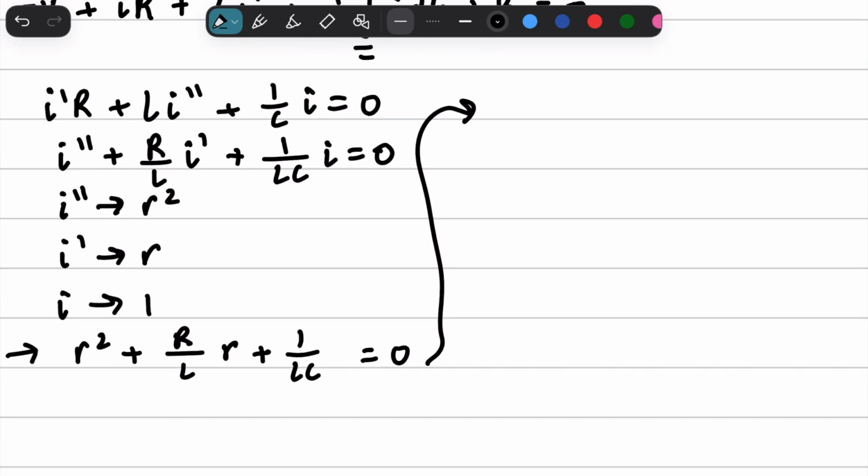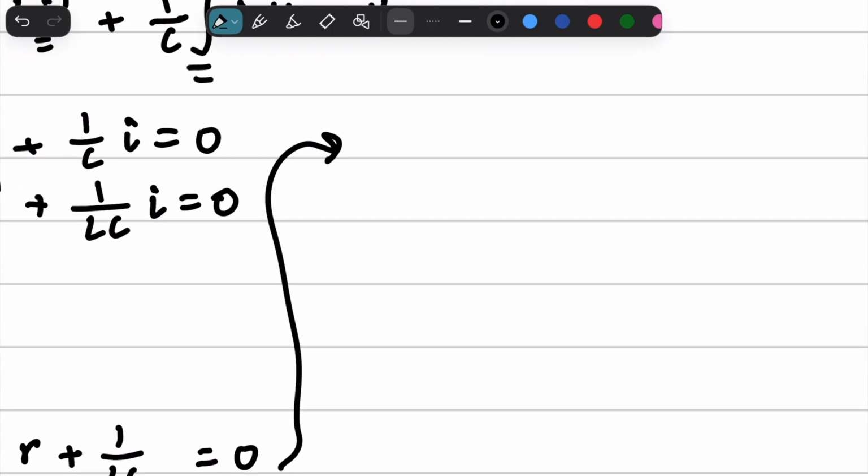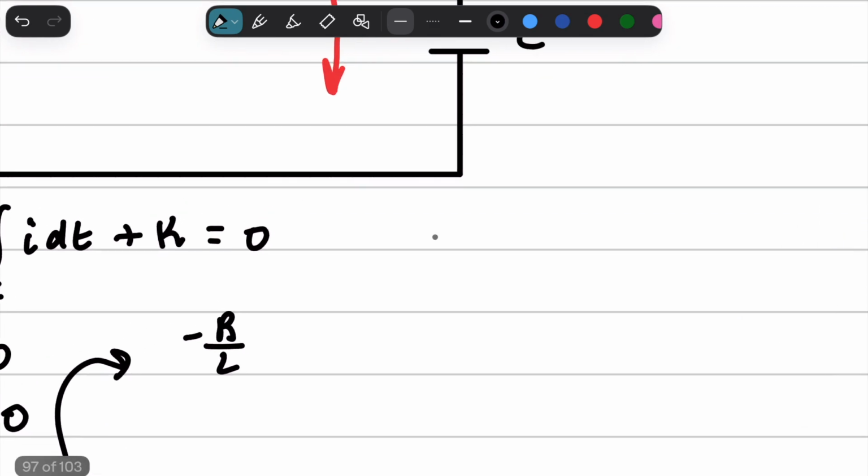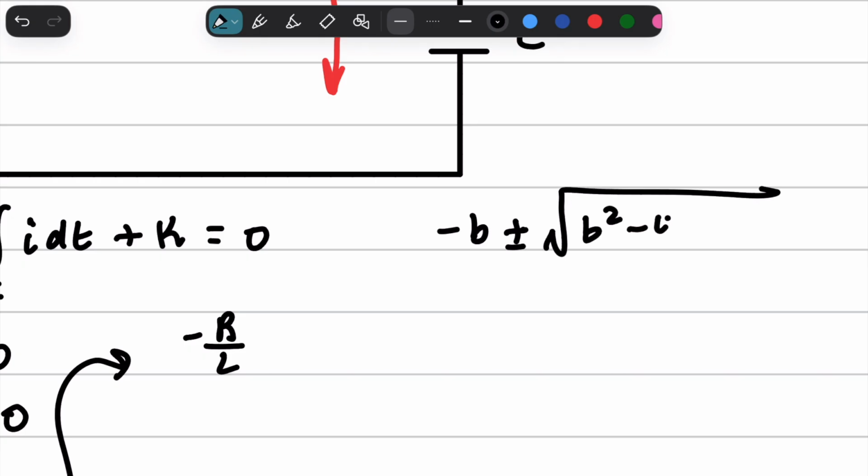And when they said this in high school, that you would have to remember it for your entire life, yes you do. So we are going to say negative R over L, because if you've forgotten, which is pretty bad if you have, I'm not gonna lie, it has this form: negative b plus or minus the square root of b squared minus 4ac, all over 2a.